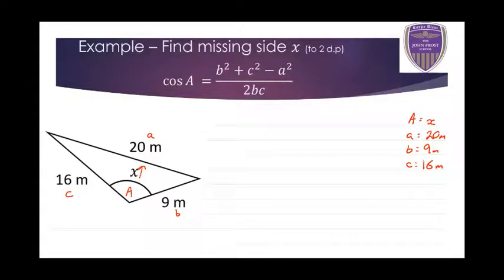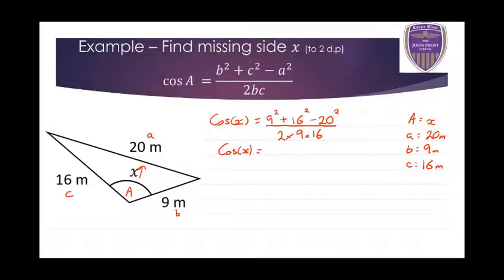Okay. Again, we're just going to use the formula now. So cos angle A was X. B squared, B was 9. So 9 squared plus C squared. C was 16, so 16 squared. A is 20, so A squared is 20 squared. All of that over 2 times BC, so 2 times 9 times 16. If you pressed equals in your calculator to solve that side of the equation, you would get minus 63 over 288, okay? And I'm just going to leave this as a fraction, just so it's nice and easy to solve the inverse of cos.